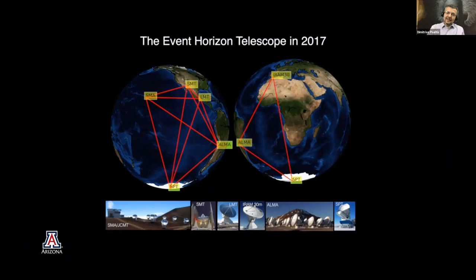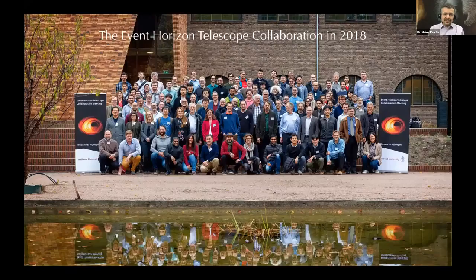But it's not enough to just have those telescopes. You need a lot of people to go to those telescopes and run with them. And we built an entire collaboration, a little over 300 people. This is the last collaboration meeting before the announcement in the Netherlands in 2018. And we're all very happy because we had seen that the project worked before the announcement and we had seen the picture of the black hole.